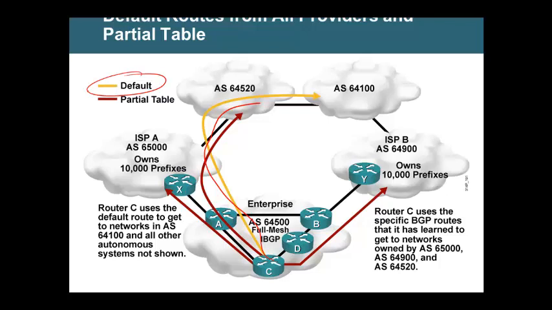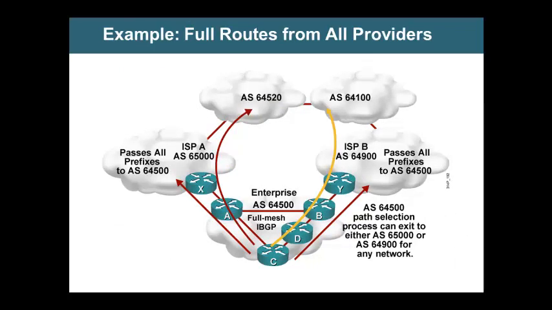Now the other thing is full routes from all providers. All 1 million prefixes are given by both. What is the advantage here? Your enterprise can take very accurate path selection. Do you agree with that, sir? A few thousand destinations may be best via ISP A, and for a few thousand other destinations, it may be best via ISP B. So you can make a very accurate path selection. Did you get that, sir?